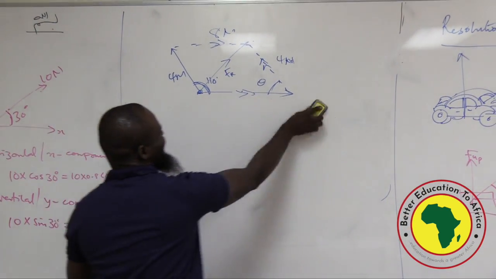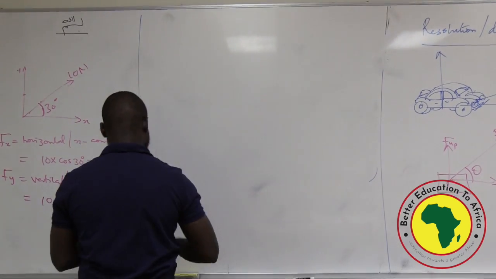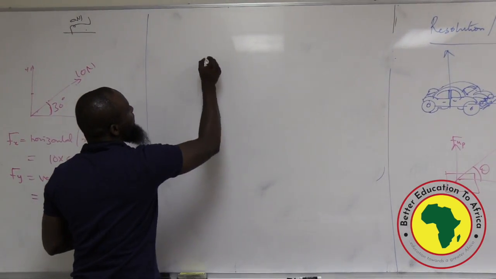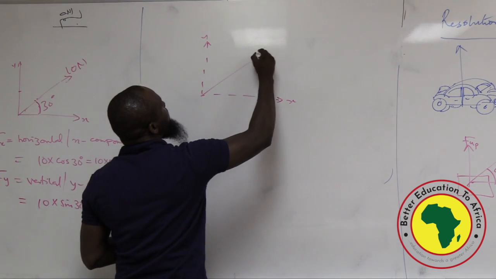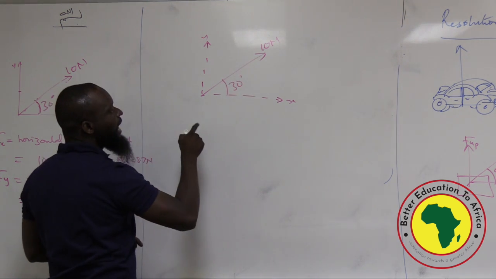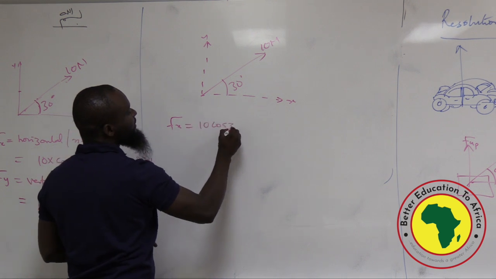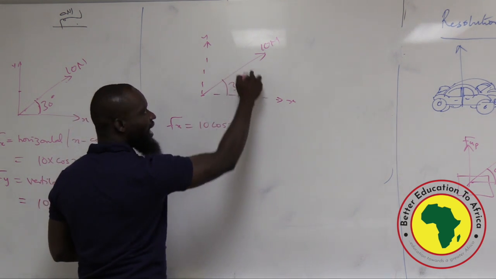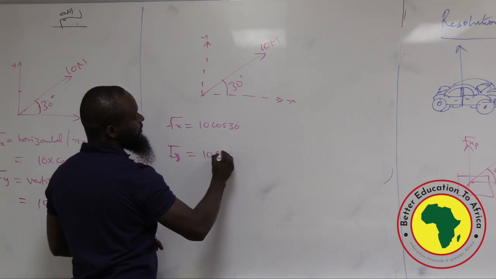Look at this, guys. We are going to the promised land, as I promised. Look at this, the same problem. Y-axis, x-axis, 10 newtons, 30 degrees. Now, the horizontal component Fx, I say is 10 cosine 30 degrees. I use cosine because the horizontal has the angle. Fy, I say 10 sine 30 degrees.